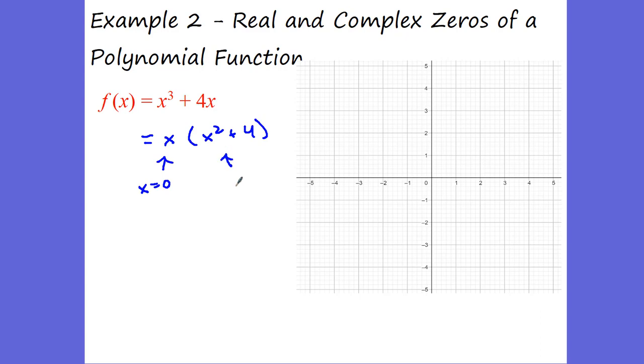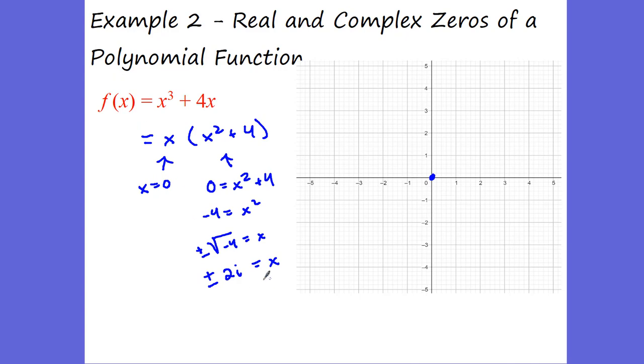Now, if we take x squared plus 4 and set it equal to 0, we subtract 4 to get negative 4 equals x squared. We take the square root, plus or minus the square root of negative 4 equals x, which means x can equal plus or minus 2i. Because remember, the square root of negative 1 is i, and the square root of 4 is 2. So in this function, the only real zero we have is 0 right here.